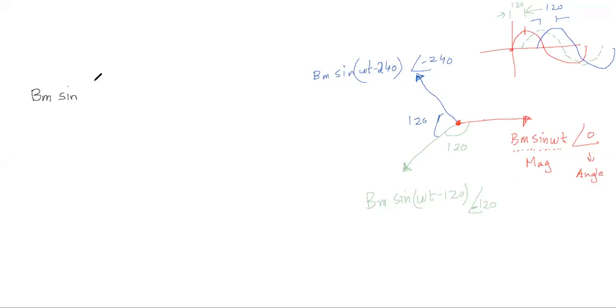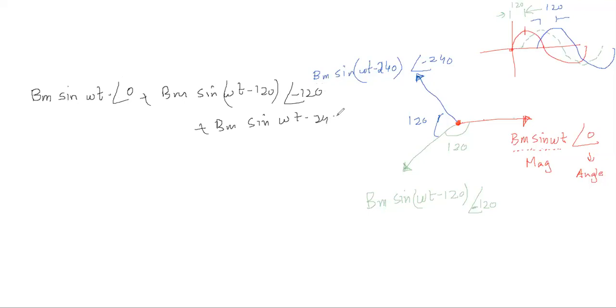So the first one is Bm sine omega t. Okay, this derivation may look very tricky to you, but it is actually very easy. So this is the first one, and this is the second one. And we know that the angle for the second one is also minus 120, and for the third one it is Bm sine omega t minus 240, and the angle is also minus 240. So the resultant must be the sum of these. We want to find the resultant.